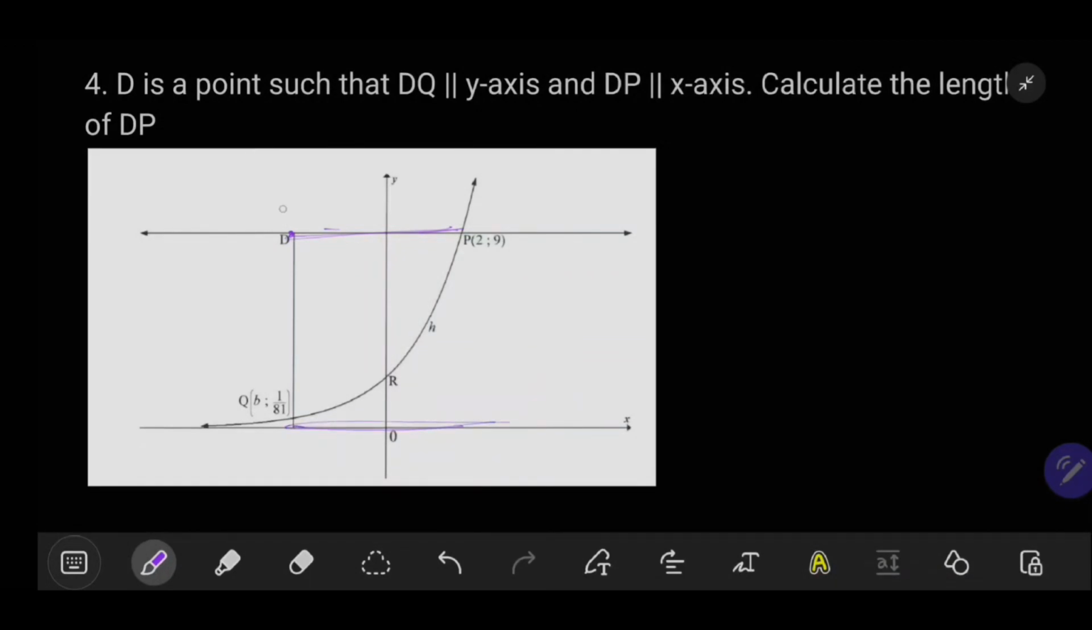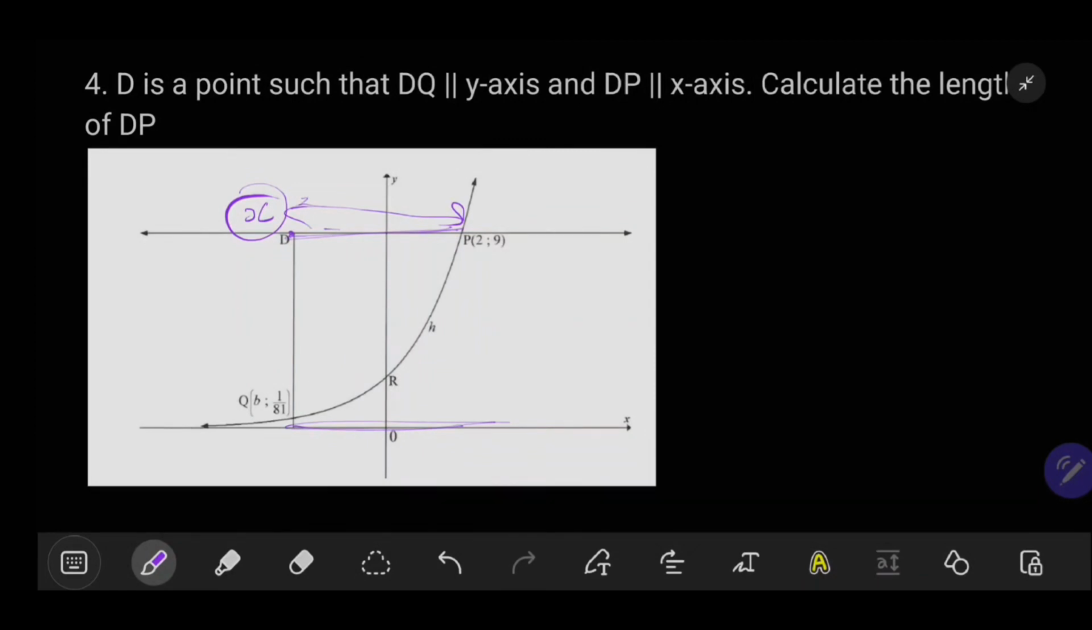They want us to calculate the length of DP, the distance from D to P. So how are we going to go about this one? If Q and D are parallel to the x-axis, it means they share the same x value. The x value at Q must be the same as the x value at D. And we can find the x value at Q, because we have coordinates there.